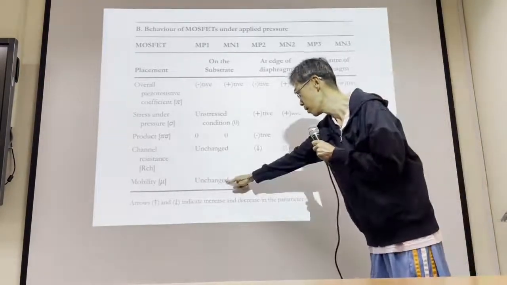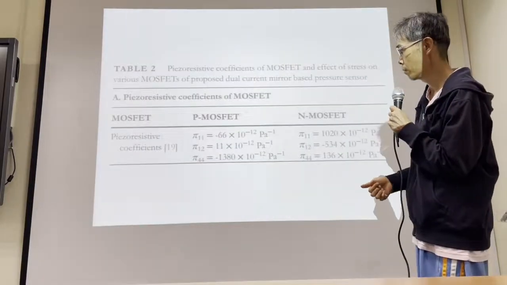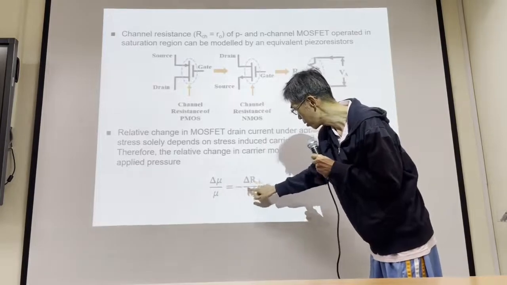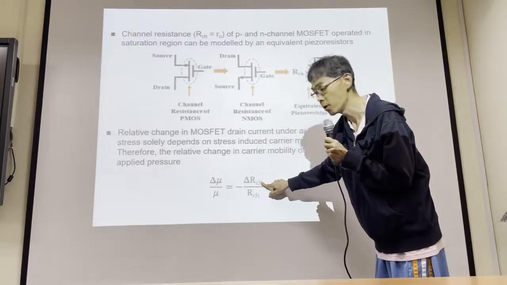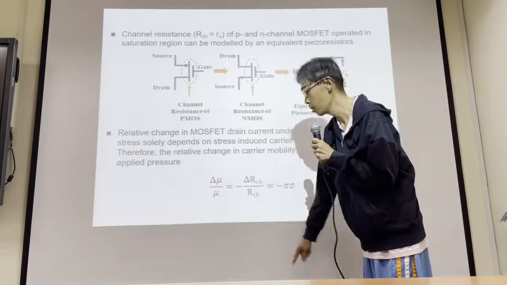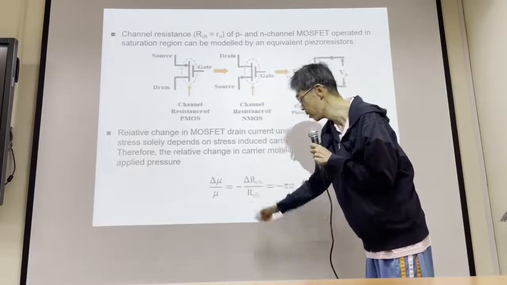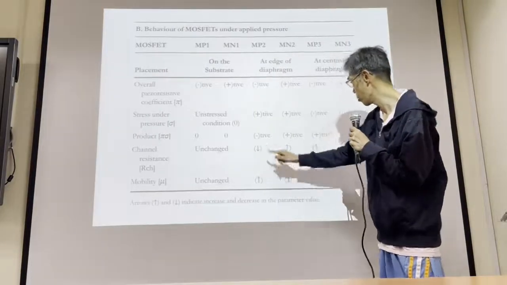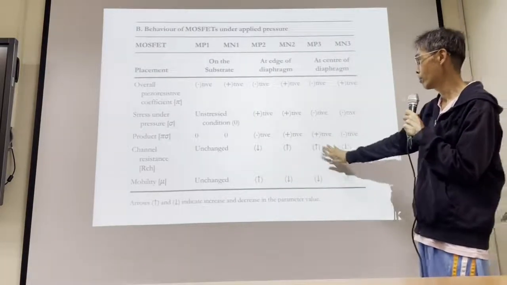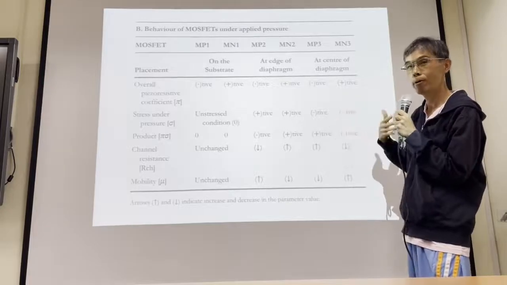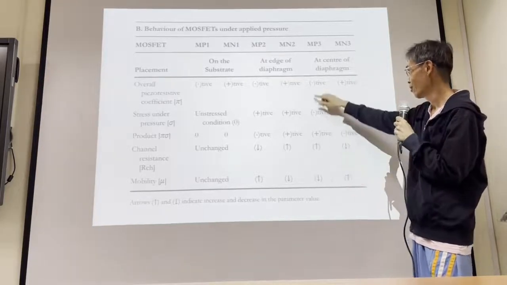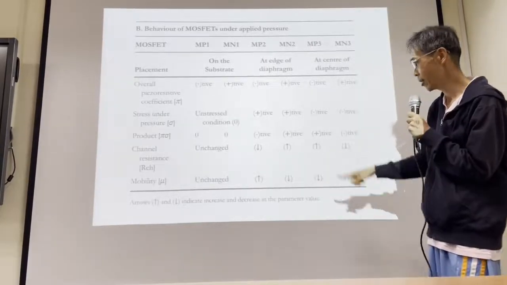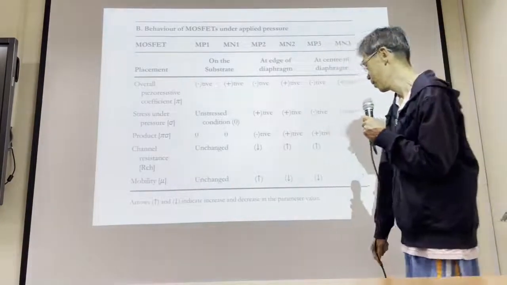But mobility, from previously: this is positive, this is negative. So resistance increases, and mobility decreases due to this negative relation. Next, increase, decrease, increase. You can use your mental experiment to go through the same process, and you'll get the same relation. Okay, next.